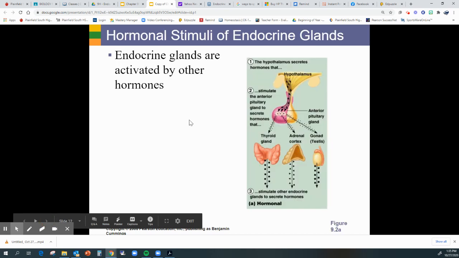All right. This is just a little bit of a demonstration of how that looks. So this is hormonal stimulus. So this is stimulus by another hormone. Like I was saying, the pituitary gland does that quite often. This is where endocrine glands are stimulated by other hormones.